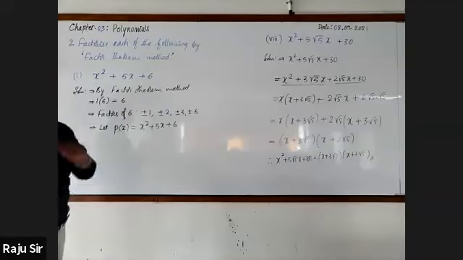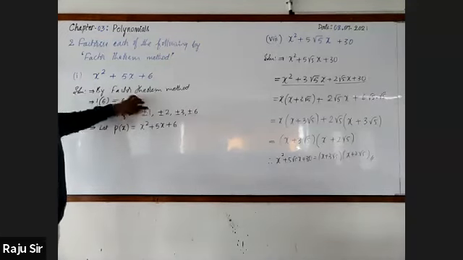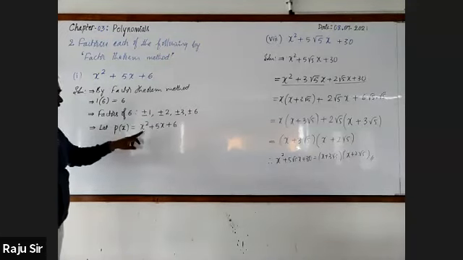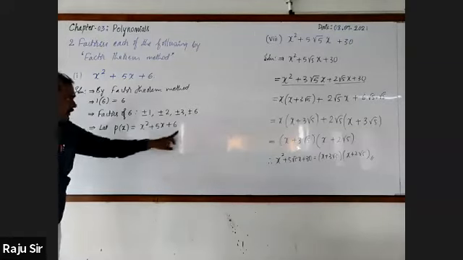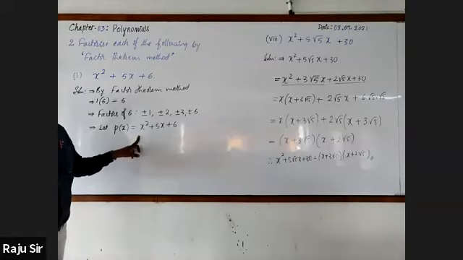Checking now, observing by, as I said, trial and error method. You may write 1 in place of x. As all these are positive, it will not be equal to 0.